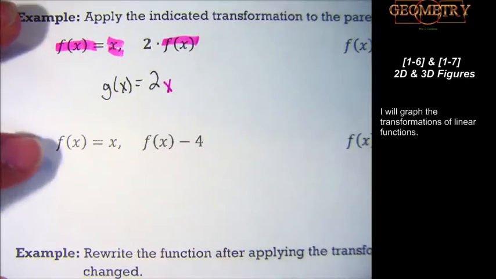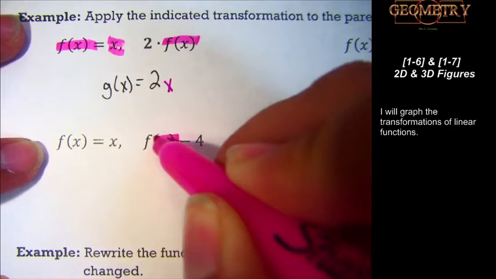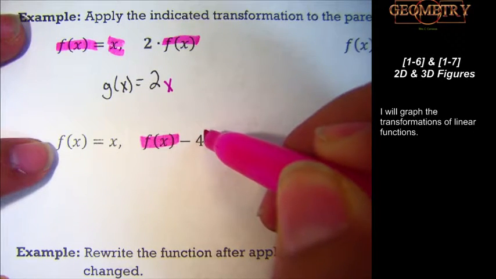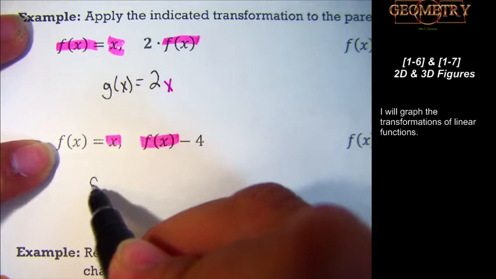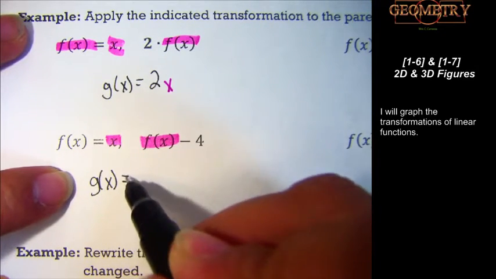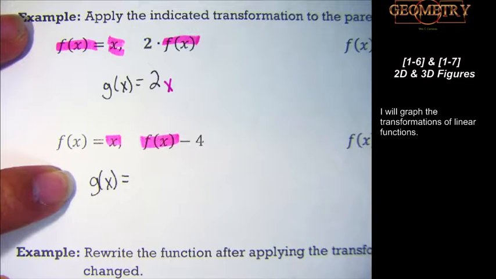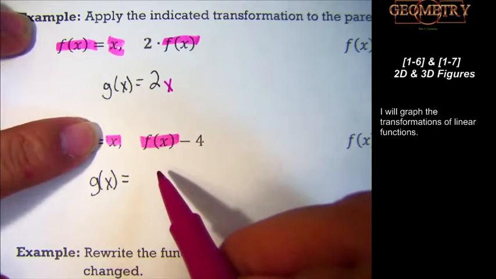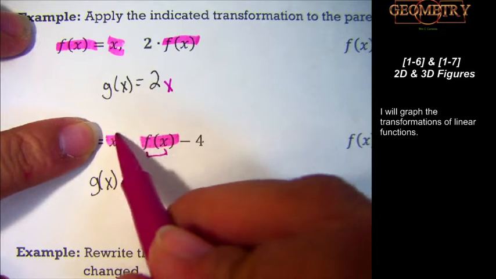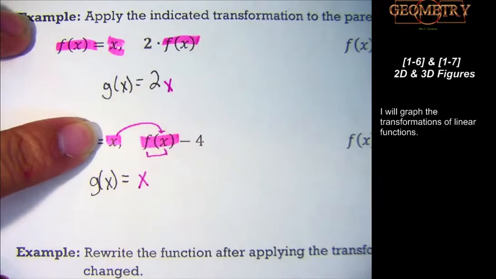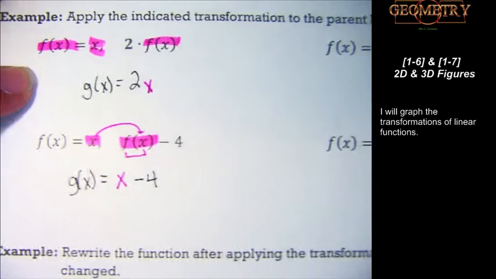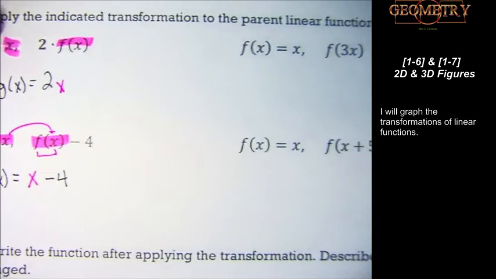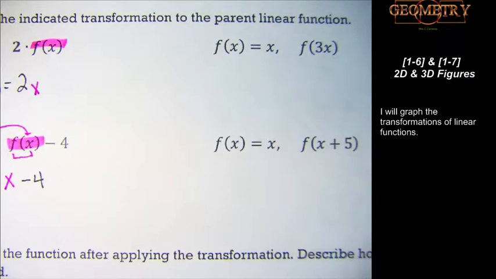Let's do this other one so you can see it. This says f of x minus 4. So everywhere I see f of x, I'm going to replace it with the rule f of x. So my new function, which I'll call g of x because I can, I'm going to write it as f of x, which is x, and then minus 4. That's it, I'm done. It's that easy.